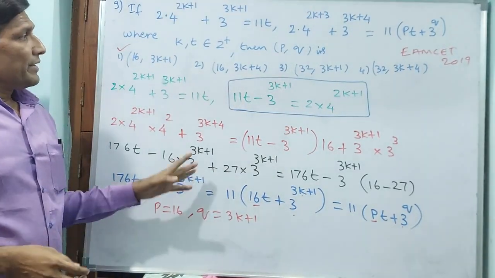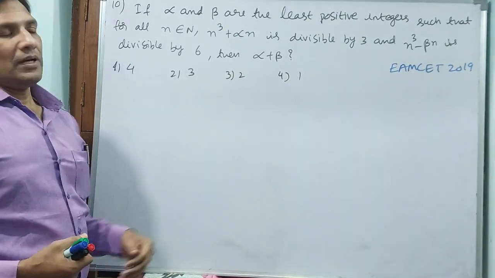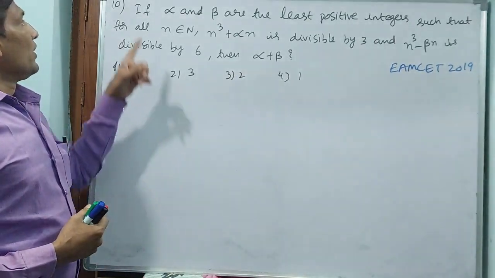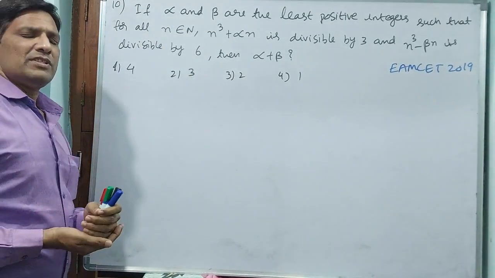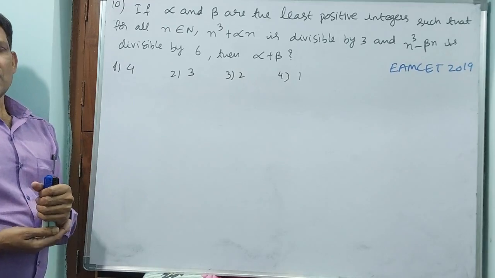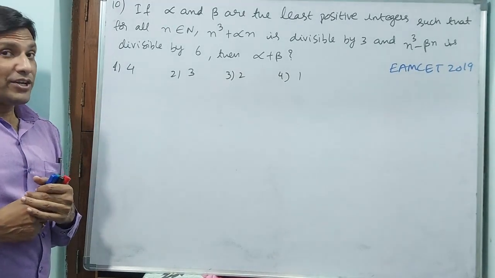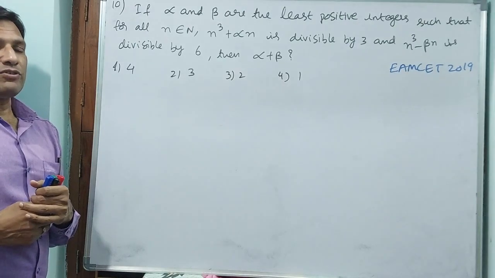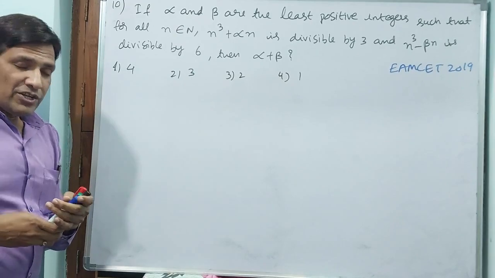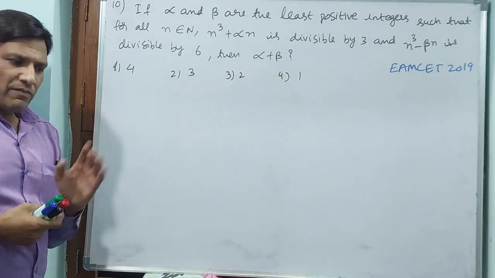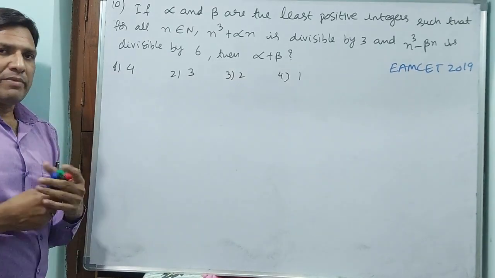Okay. We will go for the 10th question. Question number 10, Eamcet 2019 question. If alpha and beta are the least positive integers... 0 is not a positive integer. From 1 onwards it has to start. Integers means positive integers 1, 2, 3, 4 like that. Least positive integers means naturally from 1 to 2, 3, or at most maximum 4.